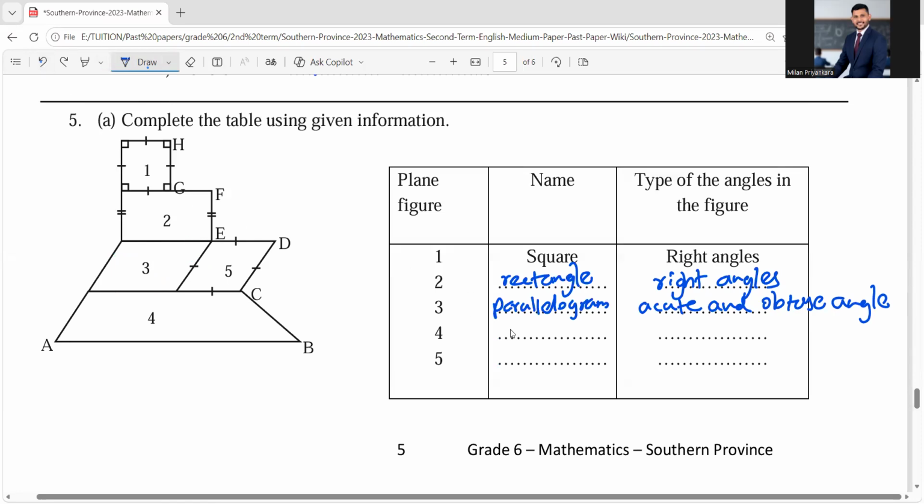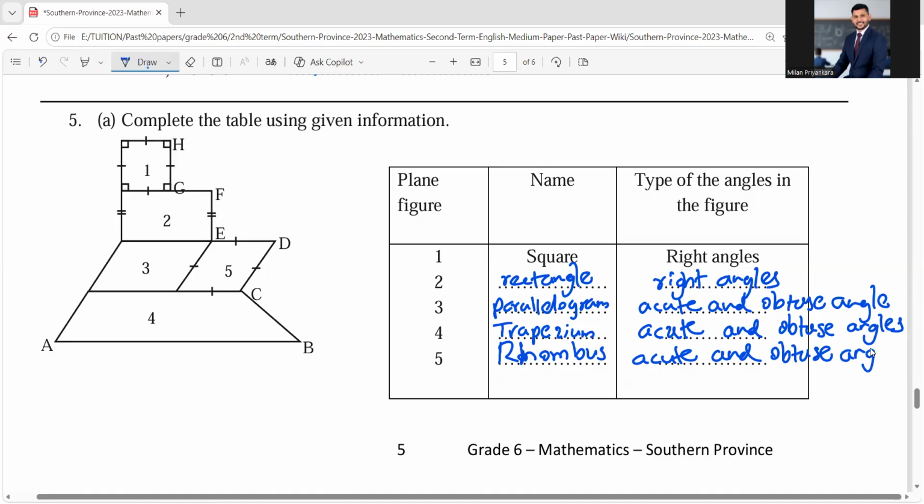Okay, and the fourth one should be trapezium. In this, the type of angles in the figure are also acute and obtuse angles. Fifth one is rhombus. It is also the same, acute and obtuse angles are shown in this figure.